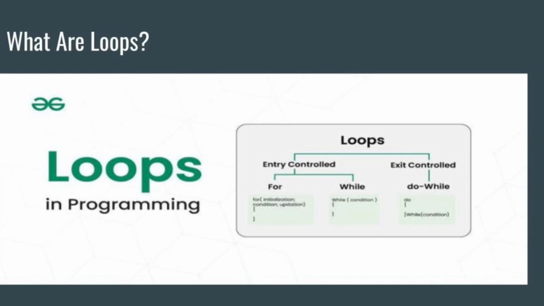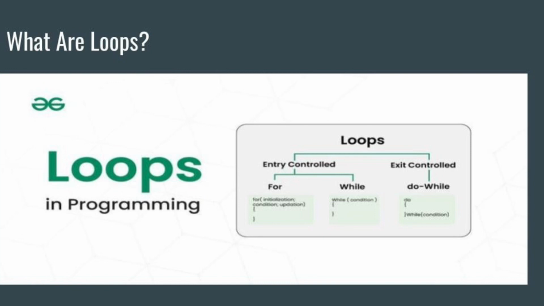Loops are structures in programming that allow a set of instructions to be repeated multiple times without writing the same code over and over. There are different types of loops, such as for loops, which repeat a known number of times, and while loops, which repeat until a condition is met. Loops make programs shorter, cleaner, and easier to maintain.